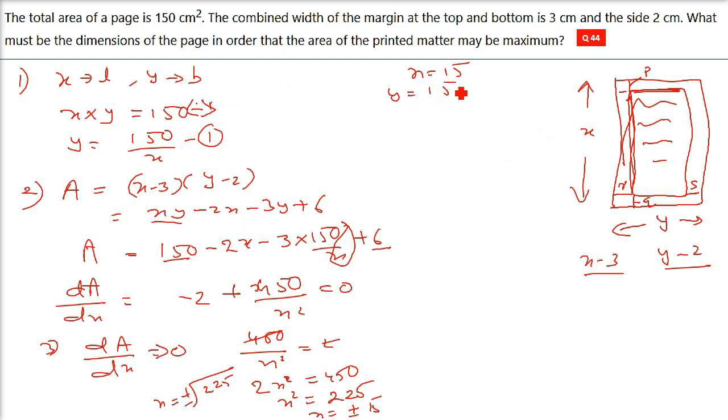Y is 150 by x. 150 by x is 150 by 15, which is going to be 10. So you already got the answer. This is the answer. X is 15, y is 10.